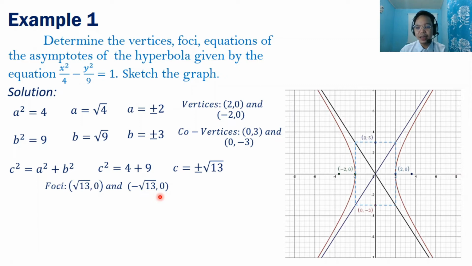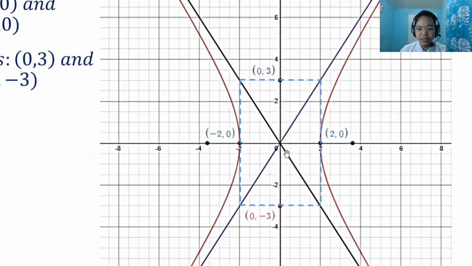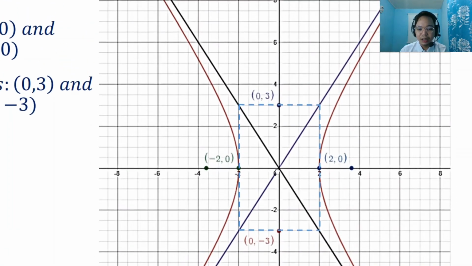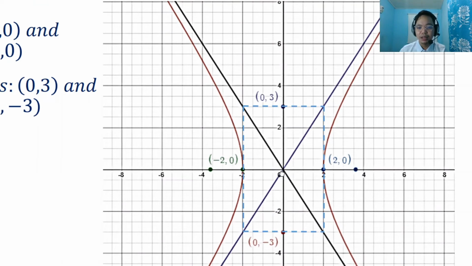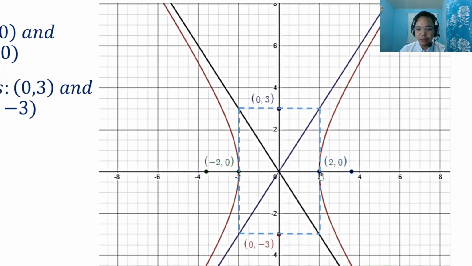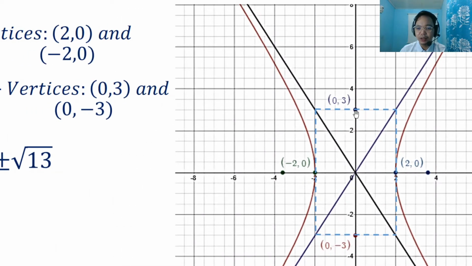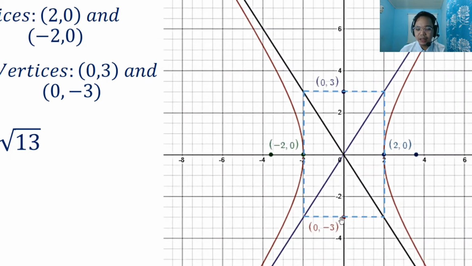So in graphing, ganito yung una natin gagawin. So of course, the center. So center is at the origin. So palalakihan lang natin. So here. So the origin is our center. Then the vertices is 2, 0 and negative 2, 0. Ipa-plot muna natin sila. This is our 2, 0 and negative 2, 0. Then after that, our co-vertices is 0, 3 and 0, negative 3.